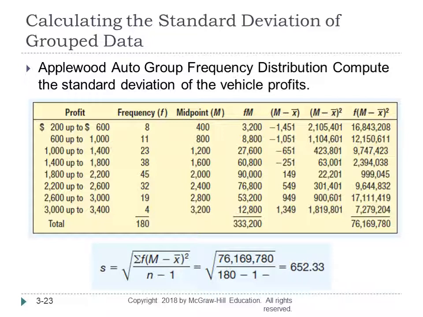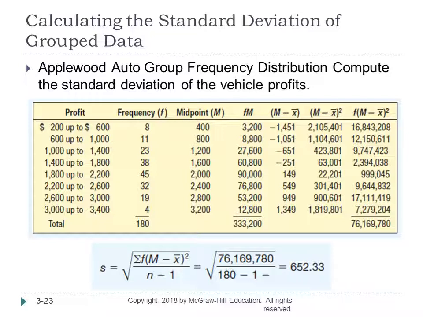Of course, this is already calculated in the table. Divide this by n minus 1. In our case, n is 180. The result of this calculation will give you the standard deviation. This is $652.33. The units here should be dollars.